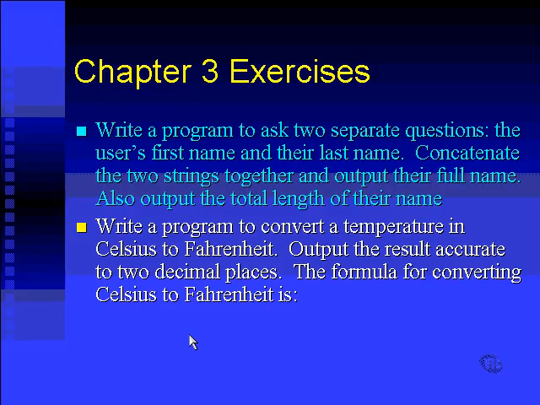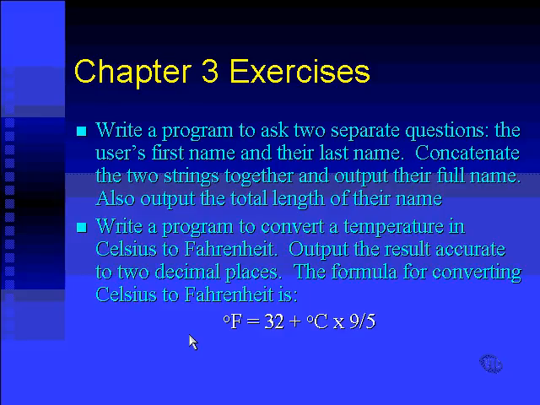Okay. The second program is a program to convert Celsius to Fahrenheit. I want the user to type in a Celsius temperature in degrees, and I want the program to convert that into Fahrenheit and then output the result to 2 decimal places. If you don't know the formula for converting Celsius to Fahrenheit, it's 32 plus the degrees Celsius times 9/5. So for example, if the degrees Celsius were 100, then 100 times 9/5 is 180, plus 32 is 212. So 100 degrees Celsius is 212 degrees Fahrenheit.